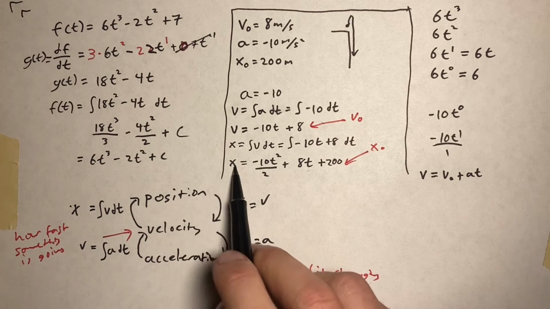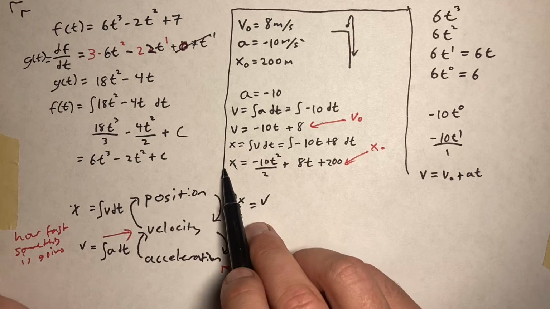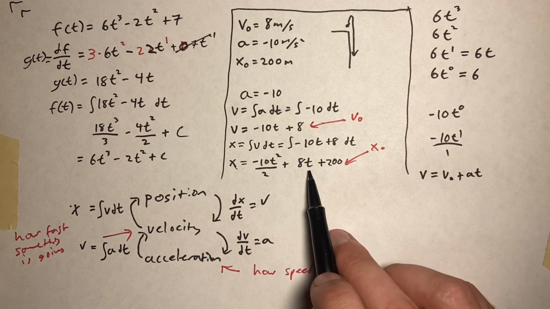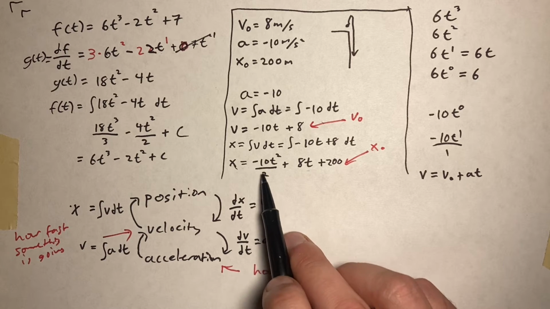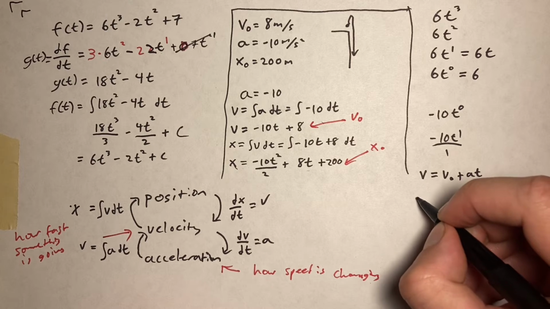Now, if we look at this equation, what we can see is we've got our final position is equal to our initial position plus our initial velocity times time plus 1/2 of our acceleration times t squared. So that is where we get this function here.